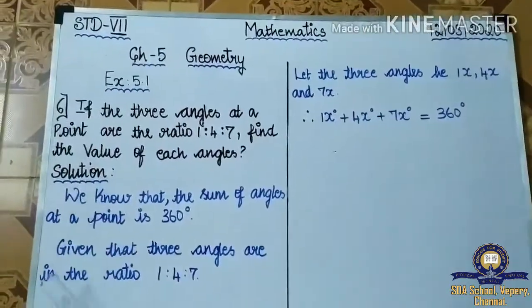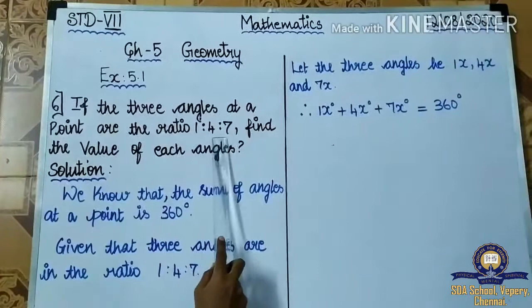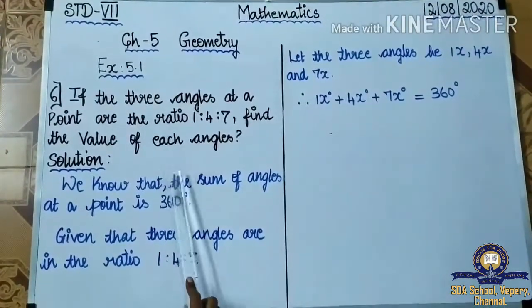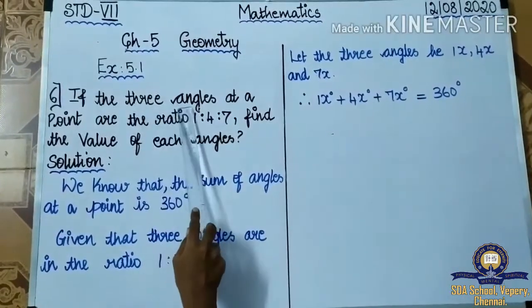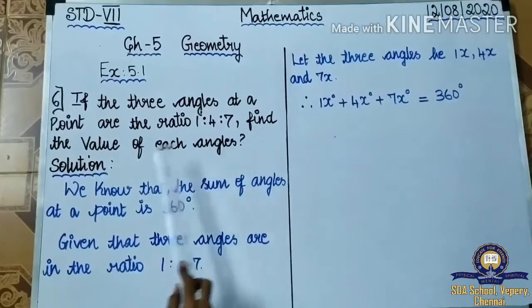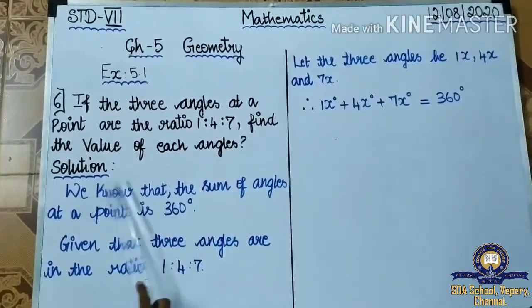Move on to our sixth sum. If three angles at a point are in the ratio 1:4:7, find the value of each angle. See, in this question, they have given that three angles are in the ratio 1:4:7. Now we are going to find the value of these angles, right? Let's move on to our solution.